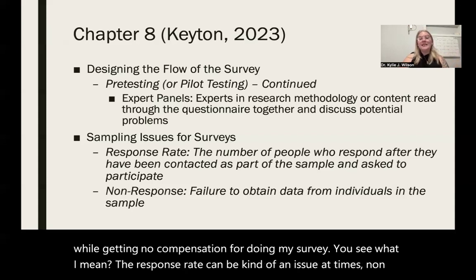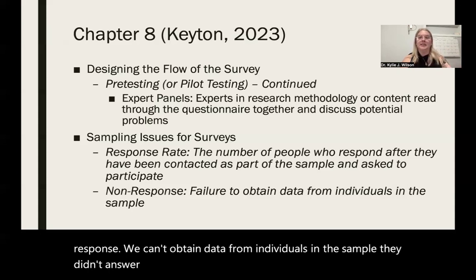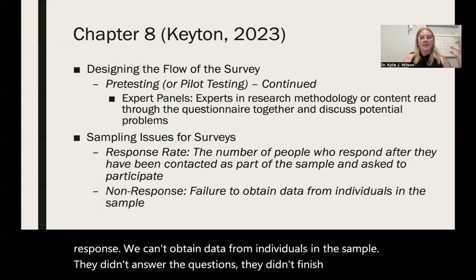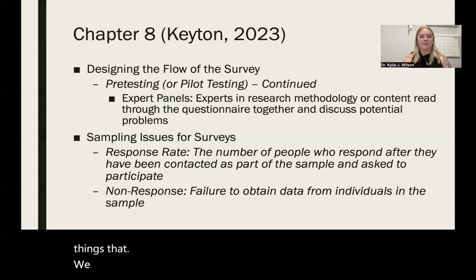Non-response. We can't obtain data from individuals in the sample. They didn't answer the questions. They didn't finish the survey. They didn't meet the inclusion or exclusion criteria. These are all things that we don't get responses because of.